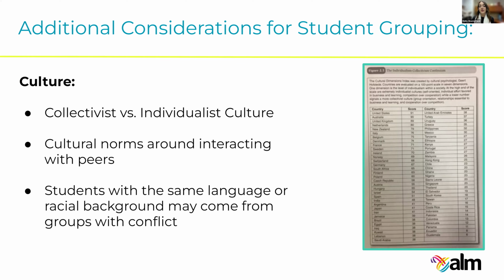And then another piece to really consider: students with the same language or the same racial background, while you might group them together because of this, they may come from different groups within that have a history of conflict. So just being really cognizant that just because you think two students should work really well together because of what you're seeing on paper or in the EL tab in Infinite Campus, there might be some conflict between the groups in which they came from. And so just be really aware and open and understanding, if they come with those things, to maybe reconsider the grouping and to push you to learn more about that.